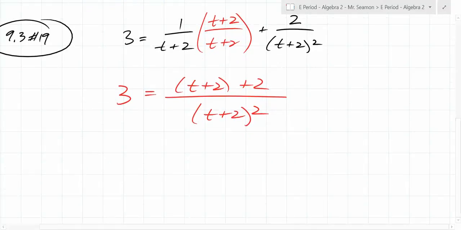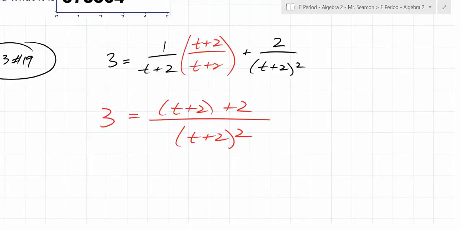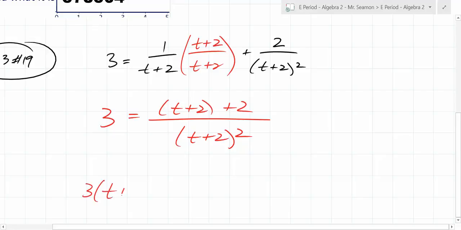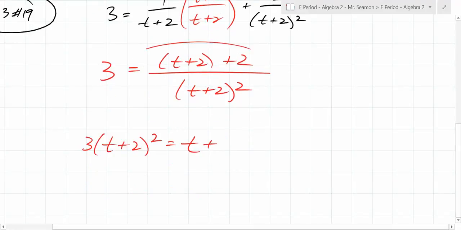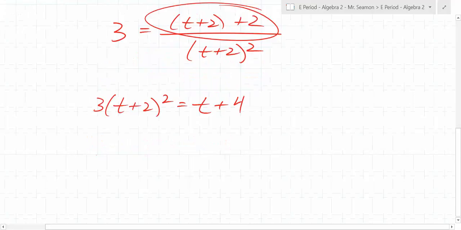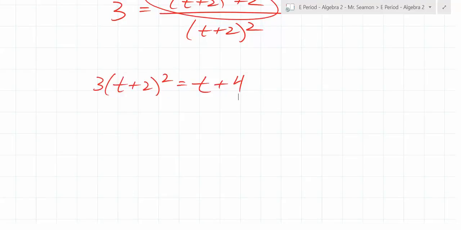No, it's not at all. So now what do we do? I like that. Yeah, so 3 times (t plus 2) squared is equal to t plus what? 4. Yes. So at this point, we now have a quadratic, but is it in standard form?